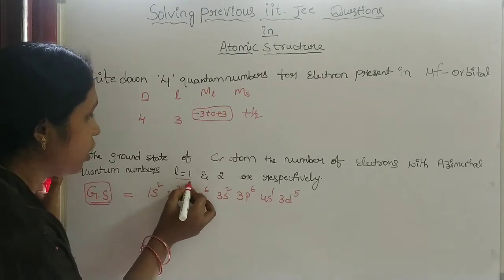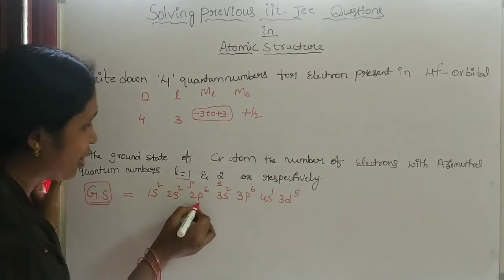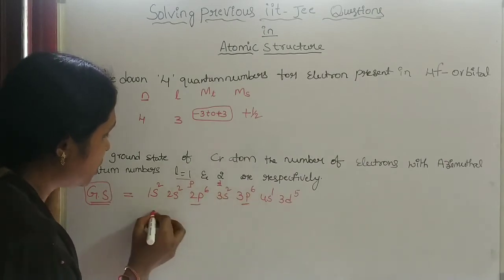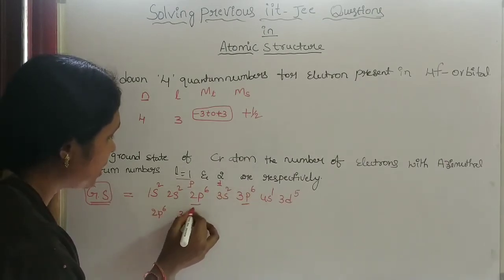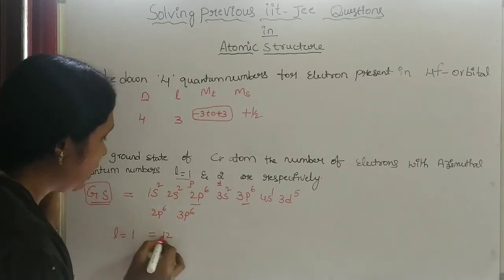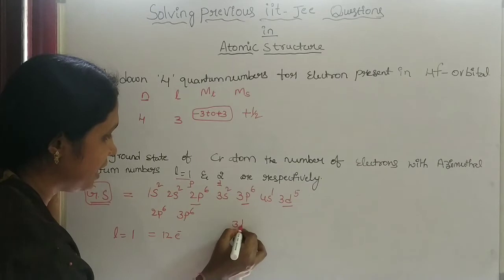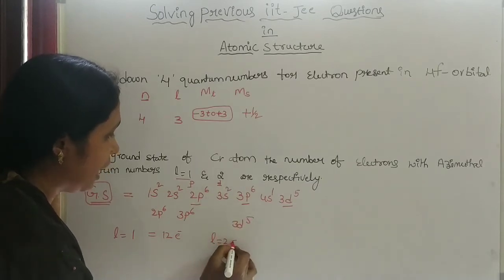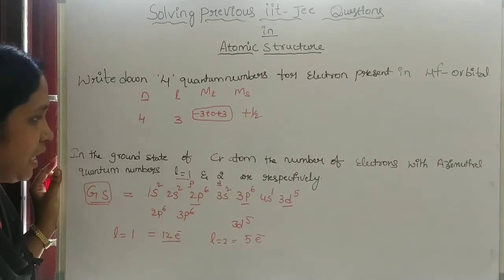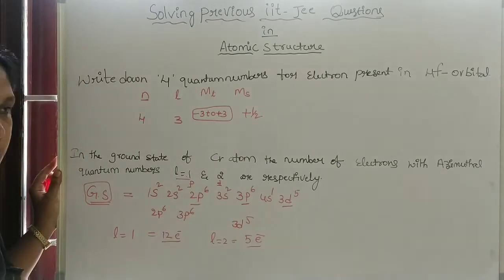So here L equal to 1 means a p orbital, L equal to 2 means a d orbital. So how many p electrons and d electrons are there? 2p6, 3p6 means how many electrons? 12 electrons. L equal to 1 has 12 electrons. And L equal to 2 means d orbital, that is 3d5. So L equal to 2 has 5 electrons. 12 electrons in L equal to 1 and 5 electrons in L equal to 2.